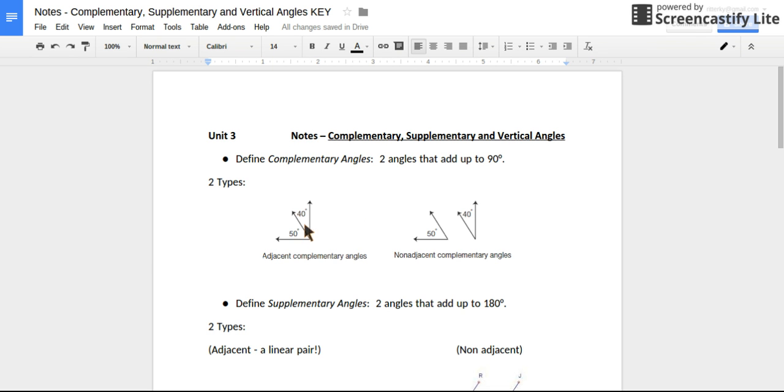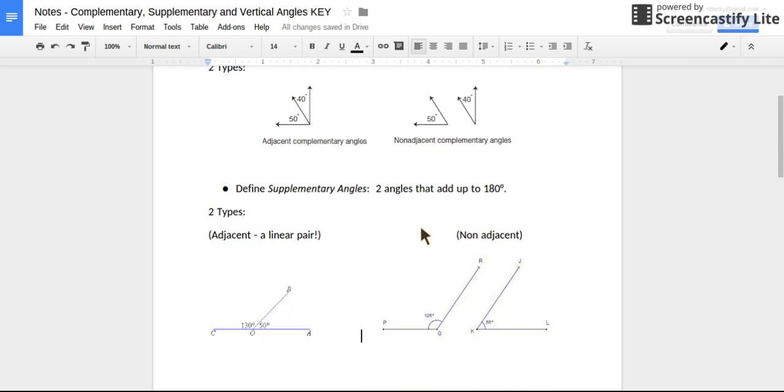They could be adjacent, meaning that they combine to form a right angle, or they could be non-adjacent, and they're not close to each other. But either of them add up to 90 degrees, so they're considered complementary angles.